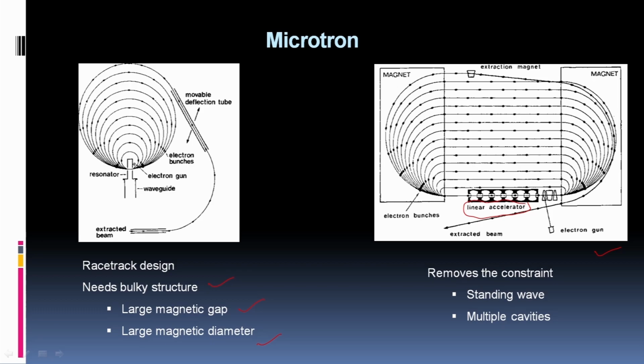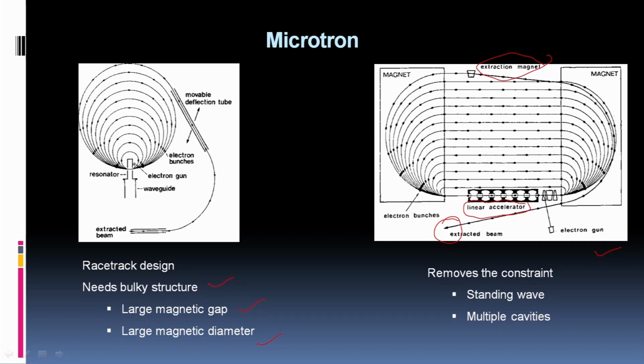Now, these design problems or limitations are removed by this second design, where they use multiple microwave cavities as linear accelerator cavities, and two magnets are used. These are electron orbits, and this is the extraction magnet, by which we can extract the beam after achieving the desired energy, and this beam may be made to strike the target.